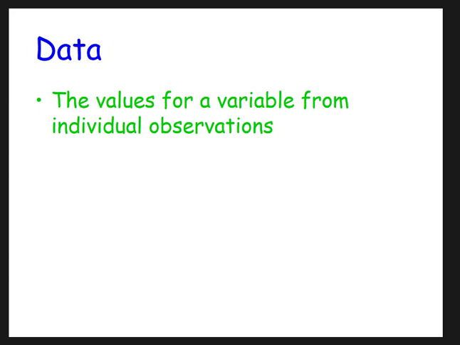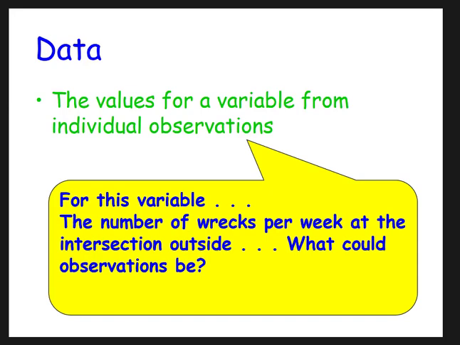Data. Data is the values that we gather for the variable. Every individual in our population has a value for that variable. So we've narrowed it down to our sample. Every individual in our sample has a value for that variable. The data is the value of that variable for each of those members of our sample. So for this variable, the number of recs per week at the intersection outside, what would observations be? Well, 0 recs, 1 rec, 2 recs, and so on.